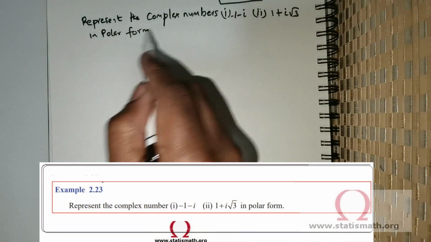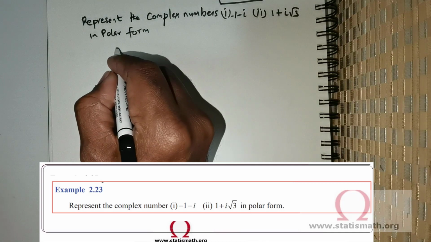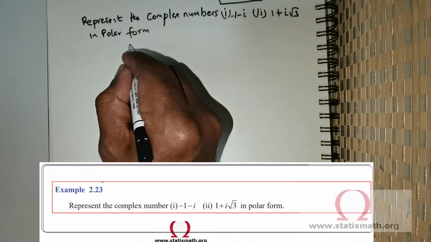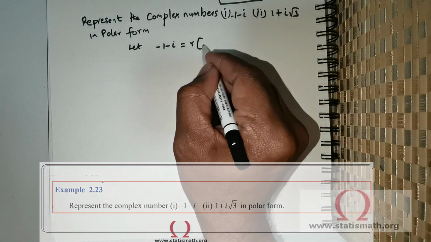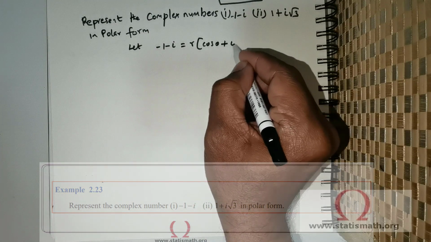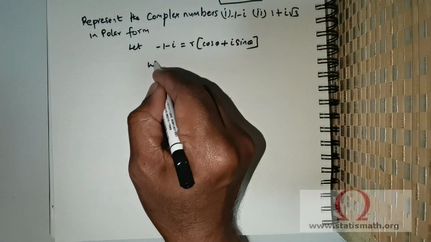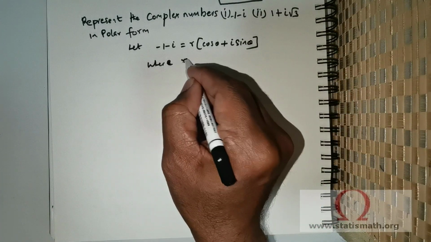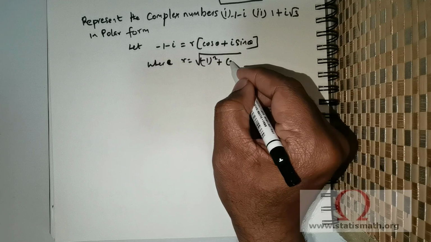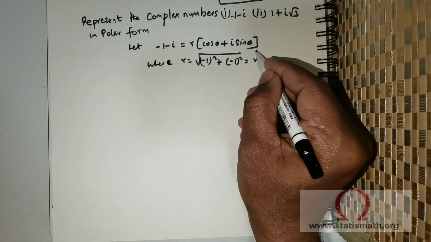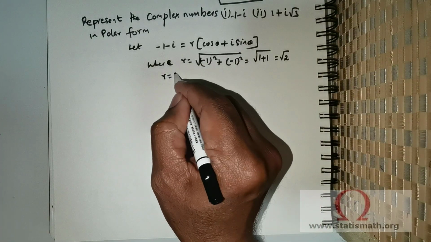Students, we are given this question: represent the complex number -1 - i in polar form. So foremost, we will take -1 - i to be equal to r times (cos theta + i sin theta). Now clearly r is equal to the square root of (-1) raised to the power 2 plus the coefficient of i, (-1) raised to the power 2, which is equal to root of 1 plus 1, which is equal to root 2. So the value of r is root 2.